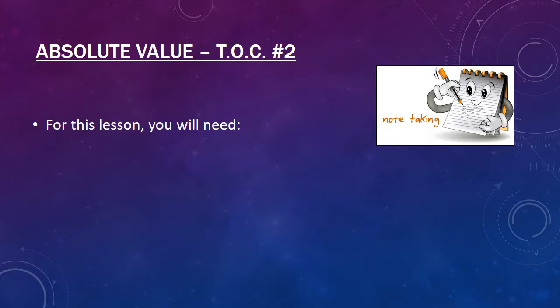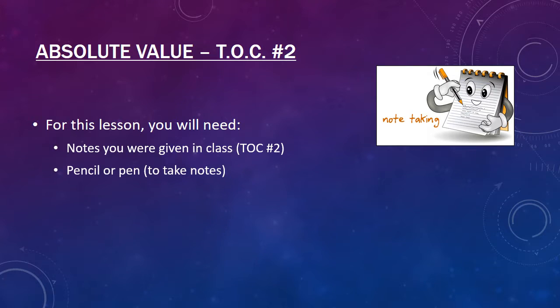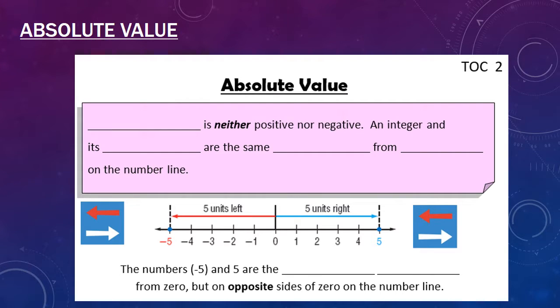Today for this lesson, absolute value lesson number 2, you're going to need your notes you were given in class, which is TOC number 2, a pen or a pencil to take notes, and a highlighter, marker, or colored pencil so that you can highlight some key words. Getting started, at the top of your TOC number 2, we have a little pink box. A lot of this is going to repeat, but that's to get the vocabulary in your head.